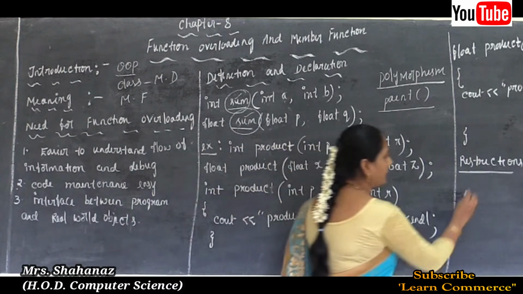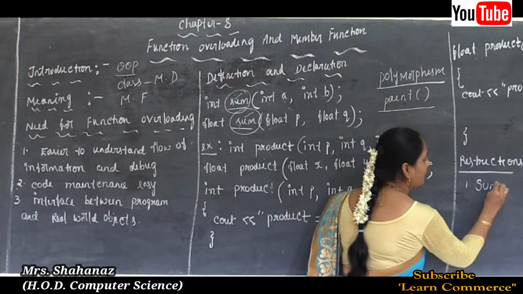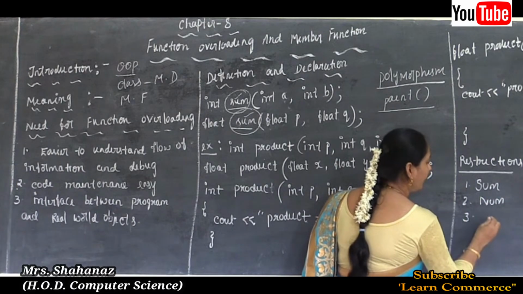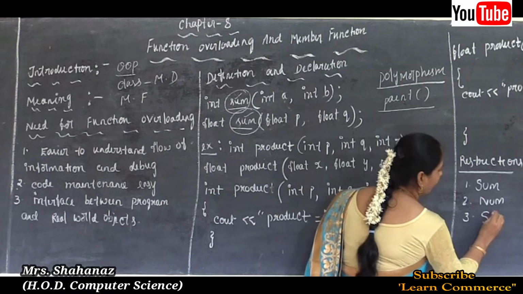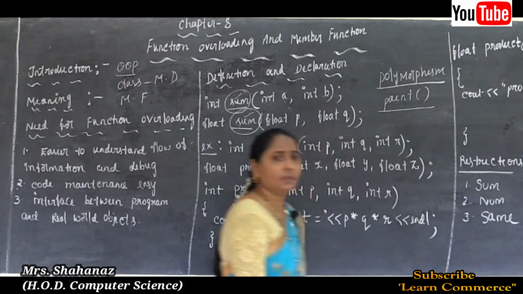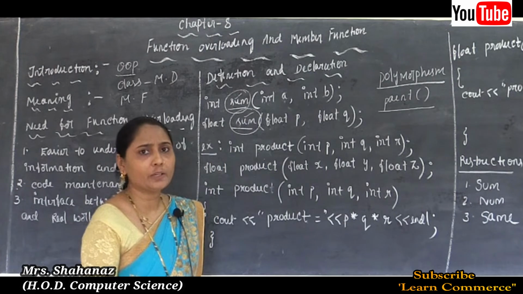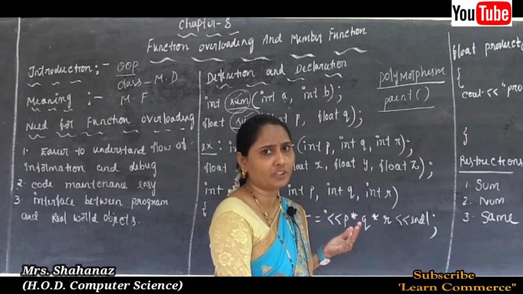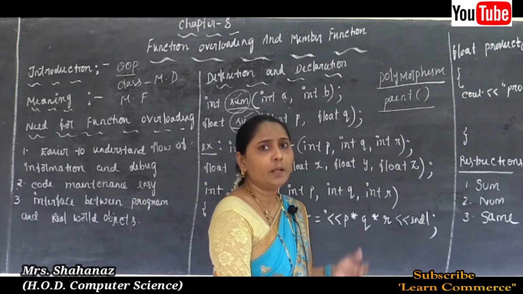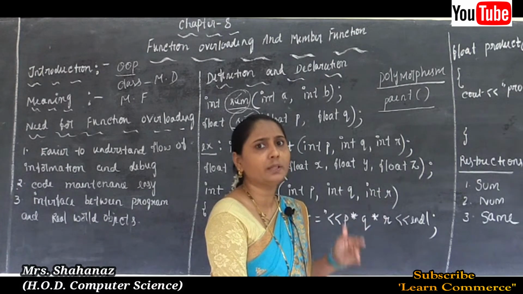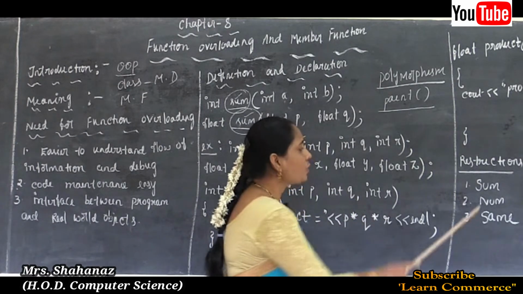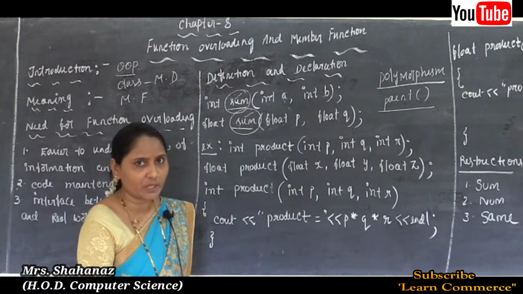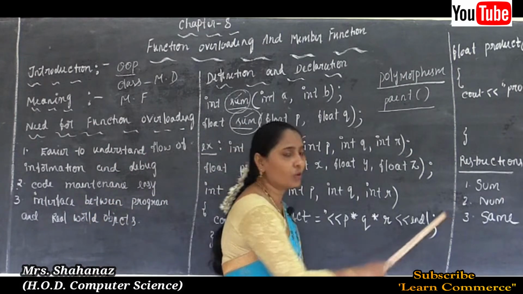That means here we can say that the first function name is sum, the second function name is num, the third function name is maybe any other. So different functions are created for different operations, but in function overloading we can't use different function names. Whatever the functions are, maybe 10 functions, for every function the name is the same.